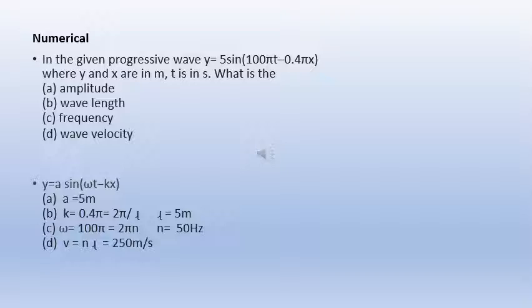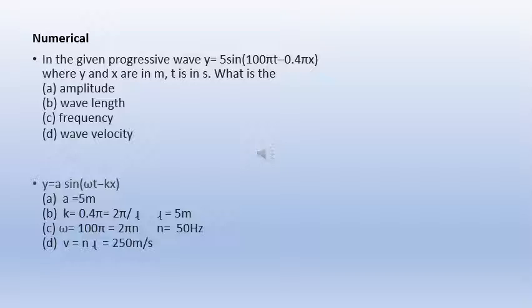This is a simple numerical which shows how to find the various terms related to the progressive wave. I've considered a plane progressive wave whose equation is y = 5 sin(100πt − 0.4πx), where y and x are given in meters and the time is in seconds. We have to calculate the amplitude, wavelength, frequency, and the wave velocity. Comparing it with the equation of a progressive wave, which is A sin(ωt − kx), we get the amplitude as 5 meters directly.